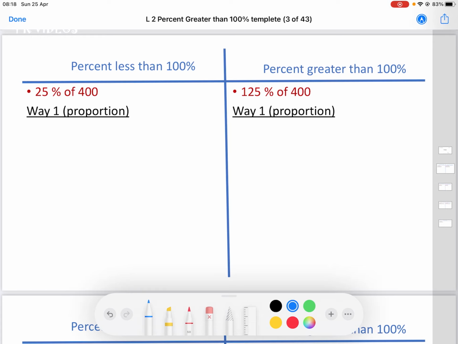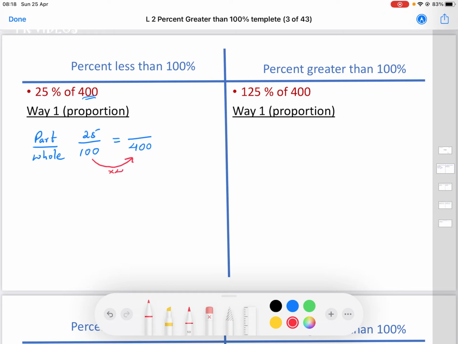25% of 400 means 25% is a part of a whole. So that is 25 parts out of 100. 25% means 25 out of 100 is equivalent to, if the whole is 400, what part of 400 is 25%. So using this, we'll find the missing term.